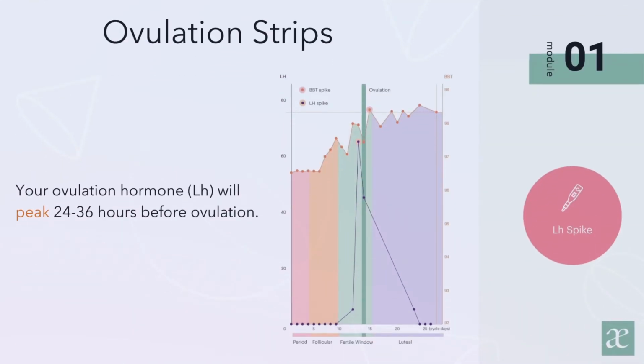The next thing we're going to talk about is ovulation strips. Ovulation strips measure LH. As we learned earlier, LH is luteinizing hormone. That's your ovulation hormone, and that makes your egg drop. Luteinizing hormone is going to peak 24 to 36 hours before you ovulate. So you can use these strips to say, okay, I'm going to be ovulating in the next 24 to 36 hours. It's time to try. That's also why these are really popular, because it tells you exactly when you should start trying.